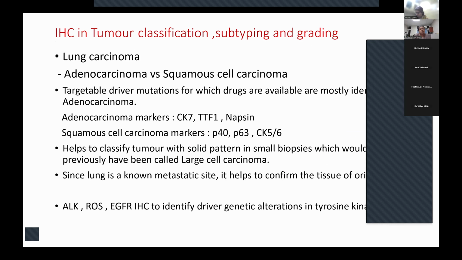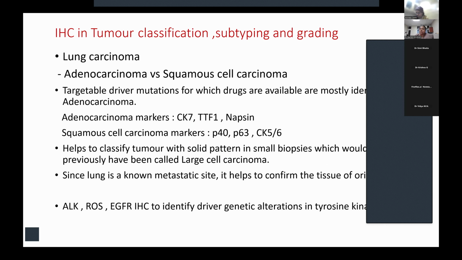Going on to the role of IHC in tumor classification, subtyping, and grading. One of the carcinomas in which the use of IHC is indispensable is lung carcinoma. Primarily, the aim is the differentiation of adeno versus squamous cell carcinoma. Why is this important? Because targetable driver mutations for which drugs are available are mostly identified in adenocarcinoma.